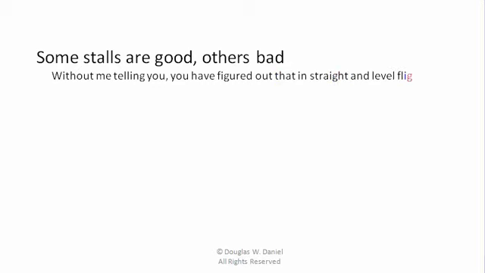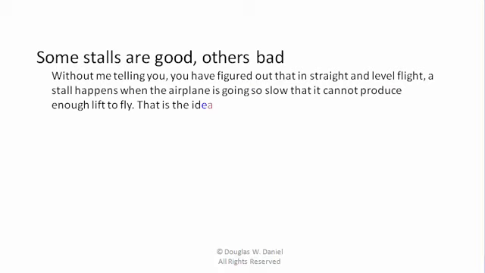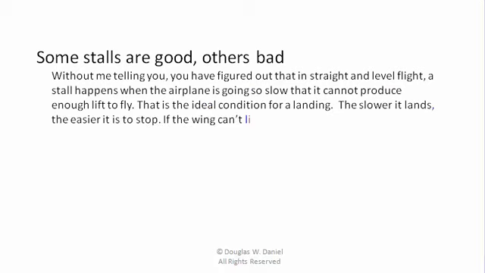Without me telling you, you've figured out that in straight and level flight, a stall happens when the airplane is going so slow that it cannot produce enough lift. Of course, as it slows down, it has to increase the angle of attack, and eventually it increases the angle of attack to the point that it exceeds the critical angle of attack. The boundary layer of air separates from the upper surface, and the airplane loses lift.